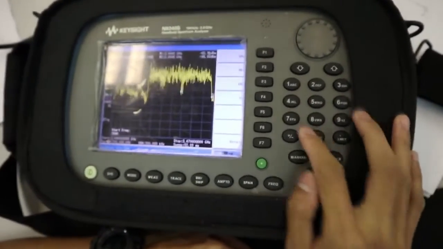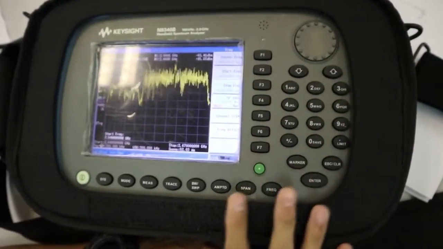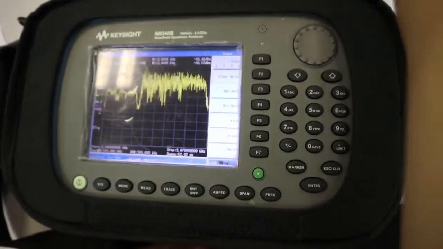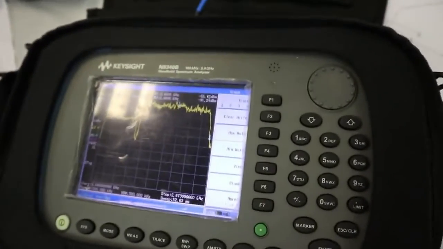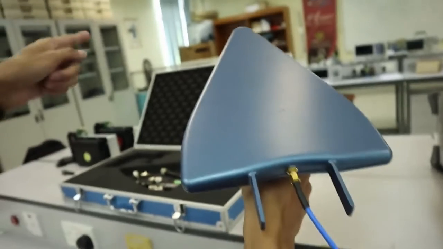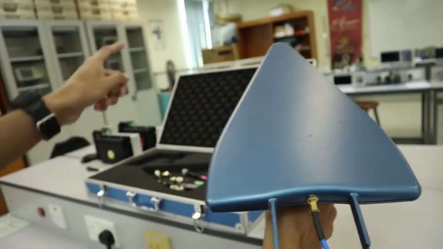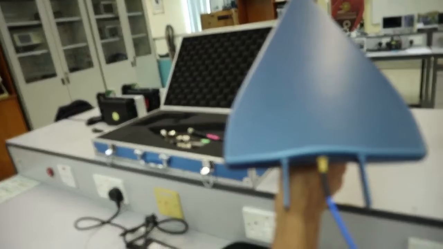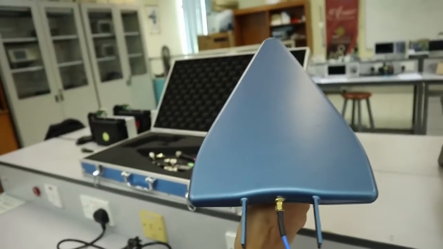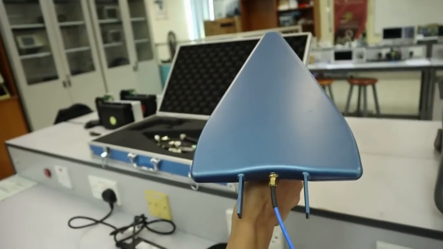2640 MHz and trace. So we try to adjust this and click max hold. So it shows that at that direction it gives the best strength of the signal. So we can conclude that the location of the base station is right there.